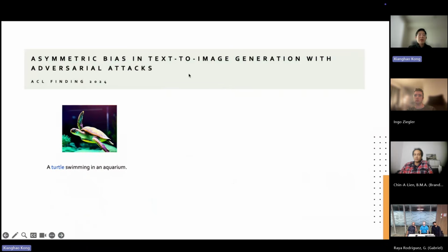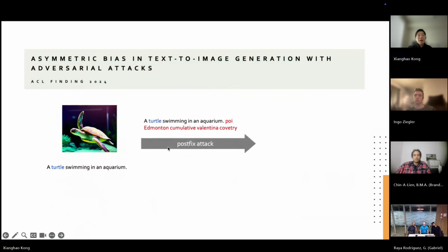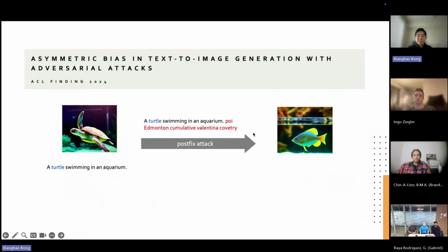So we do some adversarial attack. For example, we get an image-text data pair, like a turtle swimming in an aquarium. And we just put some postfix attack, so just put random characters after the prompt. Actually, those postfix attacks don't make sense. It's just random characters, right? But it actually changed the image from a turtle to a fish. But we don't know why.